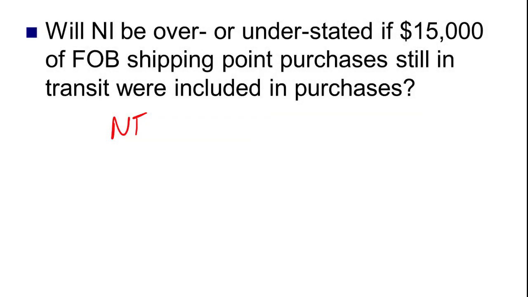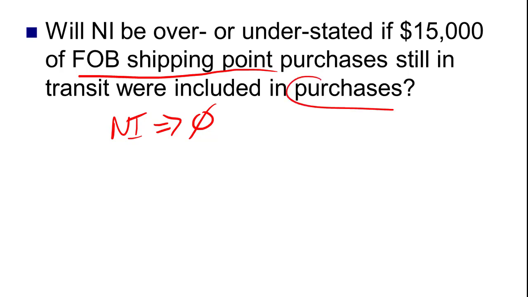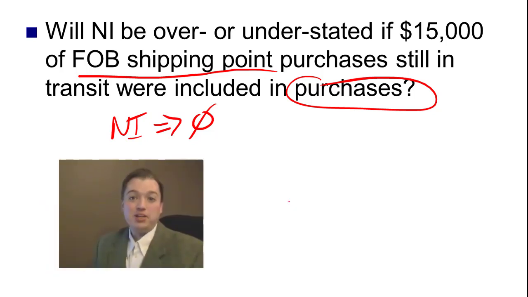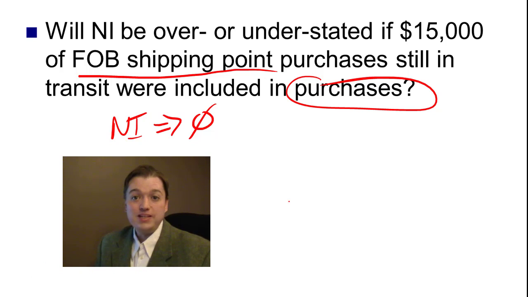The net income effect would be zero. This is actually right. FOB shipping point purchases became ours as soon as they shipped, and so I included them in purchases just like I should have, so net income is right. So I don't have to worry about it. The moral of this last example is the fact that there's just a lot going on in inventory. And sometimes we may think there's a mistake when there's really not a mistake, or there is a mistake and we think there's not. We just have to be careful because there's so much going on here. And it's really important to a business.